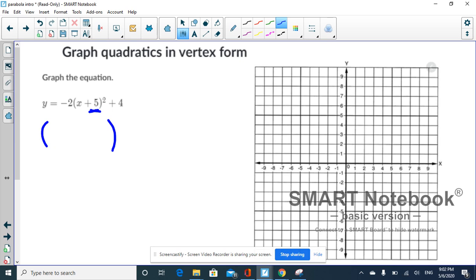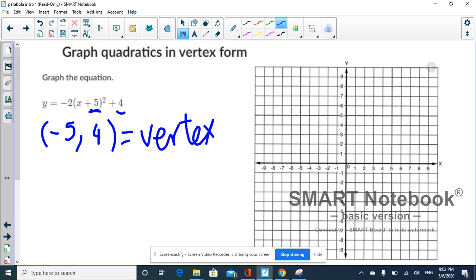There's 5 here. We take the inverse of this. It's positive, so the x coordinate will be -5. What is the y coordinate? Yes, this 4. This is the vertex. So the first step, you should plot -5, 4 on the xy coordinate.